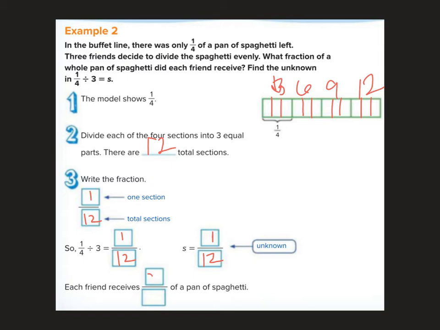Maybe you'll start to figure it out. 1/12 of a pan. There is a trick. And there is a formula for dividing fractions that we'll get to, but here we go.